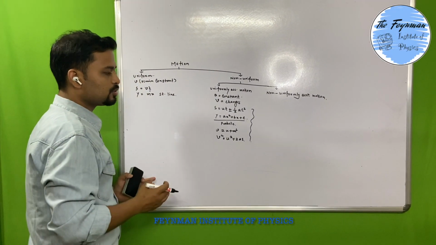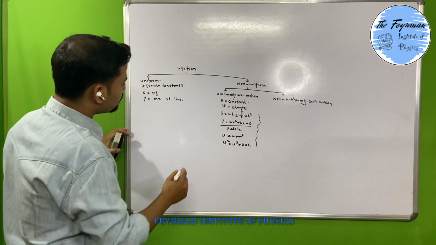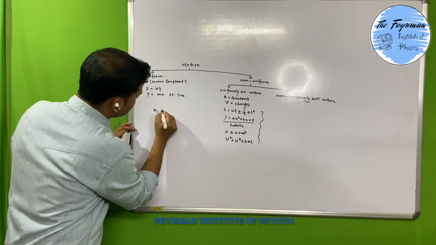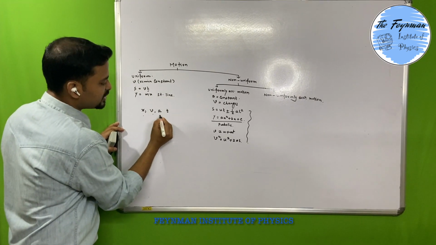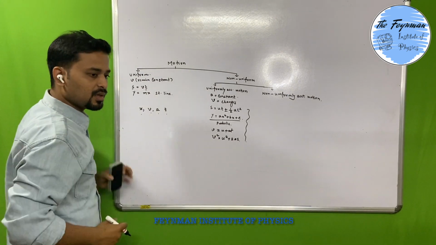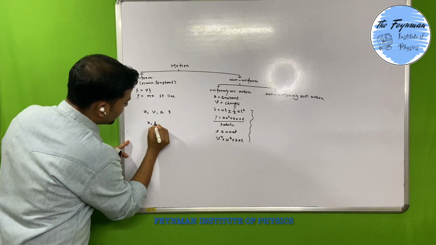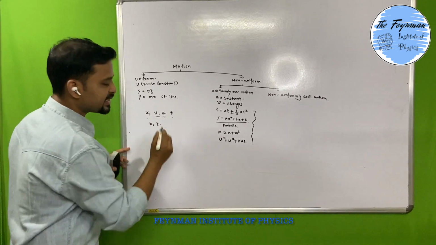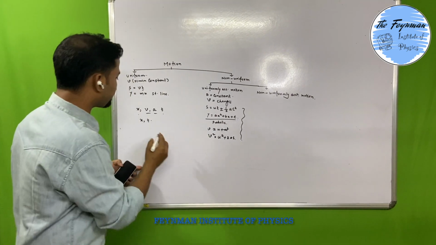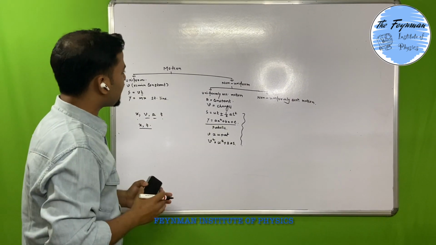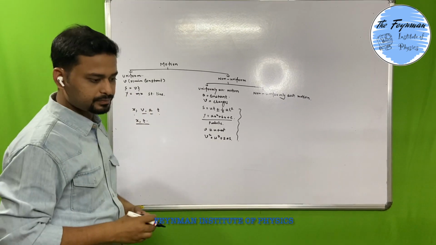So what we do is express motion in terms of these parameters, that means x, v, a and t. That means displacement, velocity, acceleration and time. Actually it is by x and t, because we know that velocity and acceleration are dependent physical quantities, which depend upon x and t. So we are expressing motion in terms of x and t.